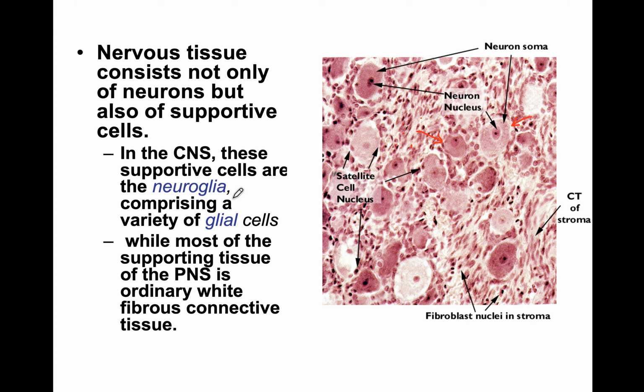And of these neuroglia cells, we have different cell types of glial cells. We have the astrocyte, the microglia, the oligodendrocyte, and the ependymal cells. We have 4 cell types found in the central nervous system, and only 1 cell found in the peripheral nervous system, which is the Schwann cell, and which is responsible for the formation of the myelin sheath.